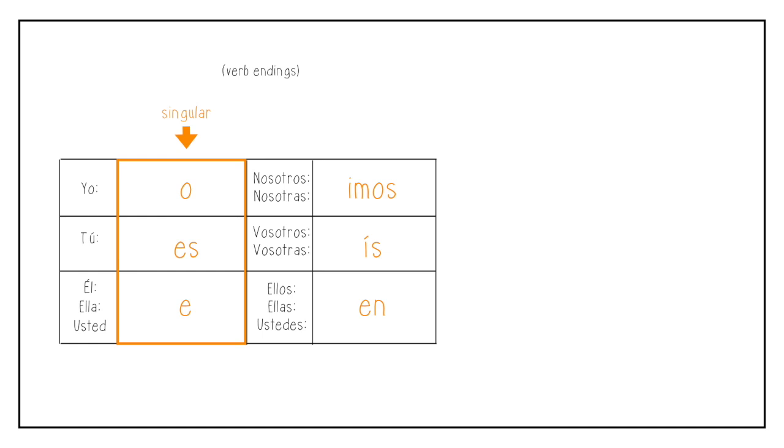The verb endings in the first column are for singular subjects, such as I, you, he, and she. The verb endings in the second column are for plural subjects, such as we, they, or you all. The first row is for first-person subjects, such as I or we. The second row is for second-person subjects, such as you. And the third row is for third-person subjects, such as he, she, or they. It is worth mentioning that many of the IR verb endings are the same as ER verb endings, except in the nosotros and the vosotros forms.